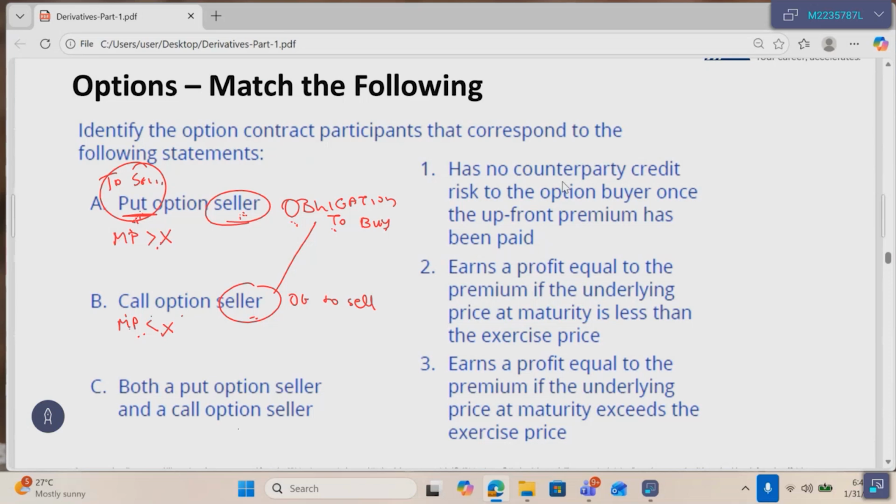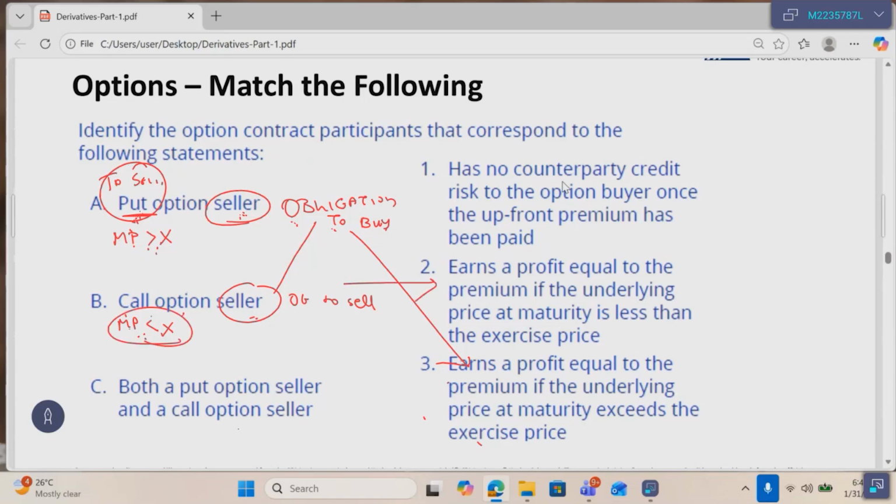Right? When is that happening? If the underlying price at maturity is less than the exercise price, or the underlying price at maturity exceeds the exercise price. So the answer is here. Right? Correct? Because the price is more, he earns a premium. Here, call option seller. Underlying market price is less. So the answer is here.